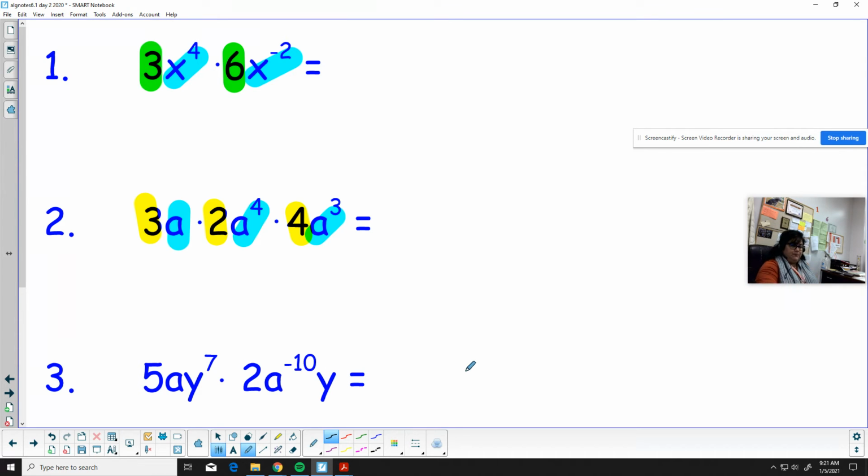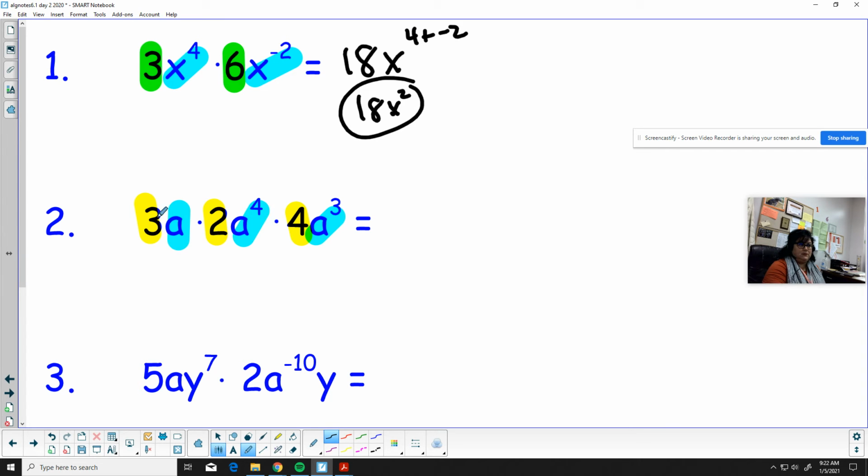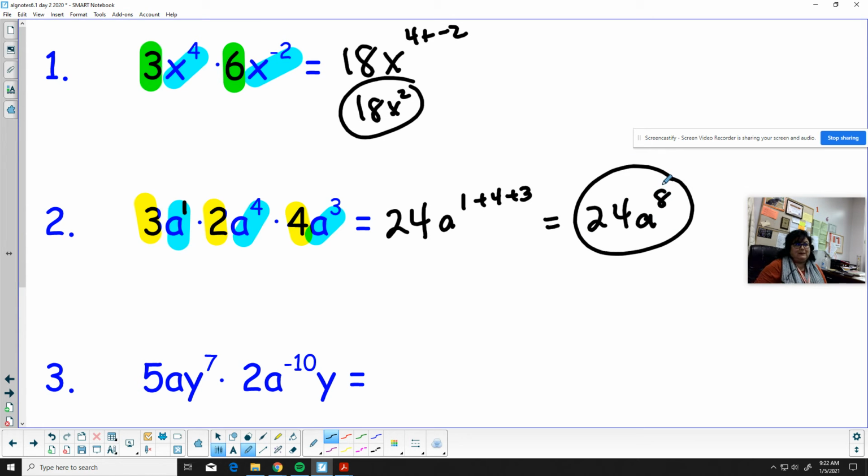Okay, so here's some more. Just like them, so we're going to multiply. So 3 times 6 is 18. That's normal. And then for the exponents, x and x have the same base. I keep it. And then I do 4 plus negative 2. Oh, it's 18x to the 2nd. And then if I do the numbers, let's see, 3 times 2 is 6, times 4 is 24. Just multiplying those normally. And then this is a to the 1st. So a to the 1 plus 4 plus 3. So my final answer is 24, a to the 8. Because I just added the exponents because they were multiplied and they had the same base.